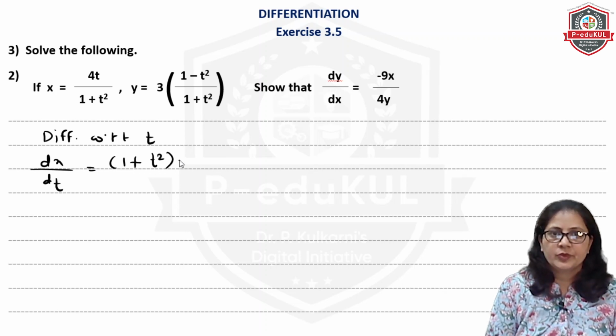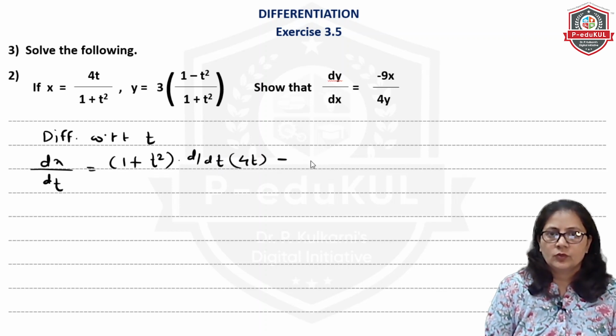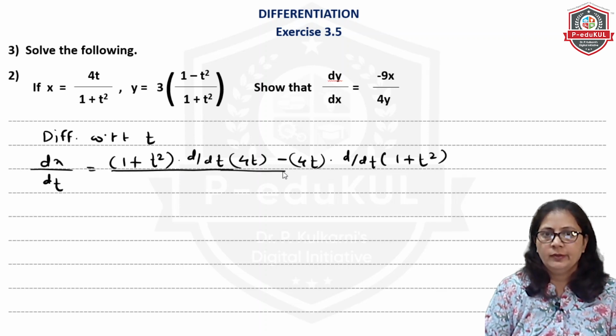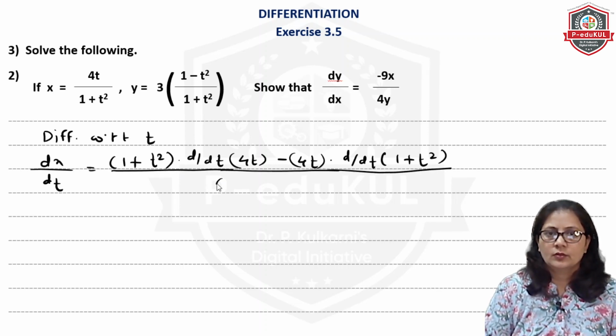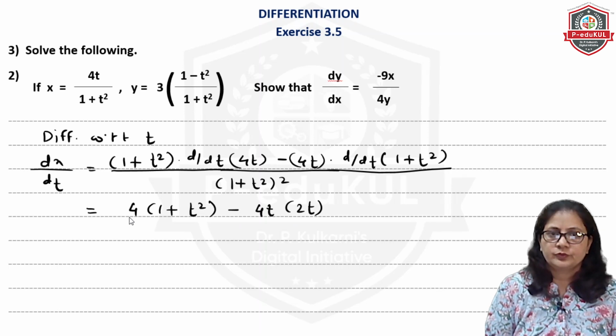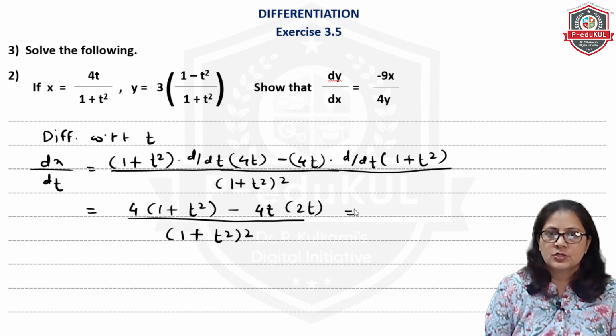denominator into derivative of numerator, minus numerator into derivative of denominator, divided by denominator whole square. So this will be 4 into bracket 1 plus t square minus 4 into 2t upon this 1 plus t square.